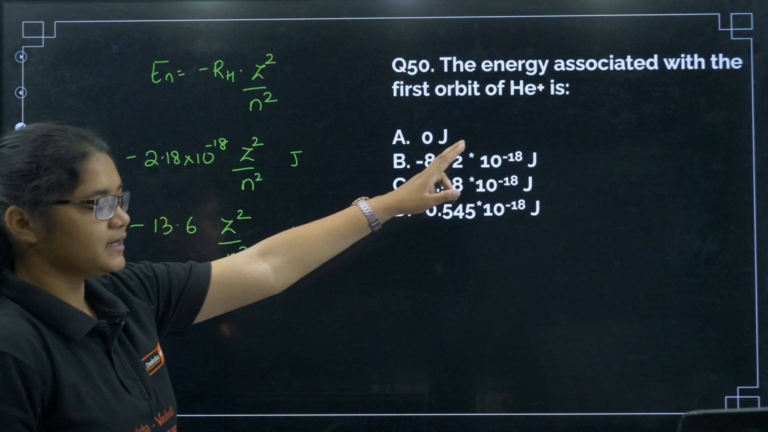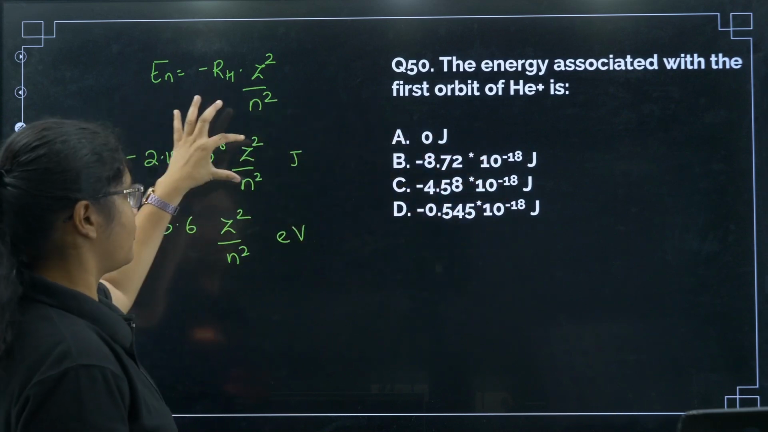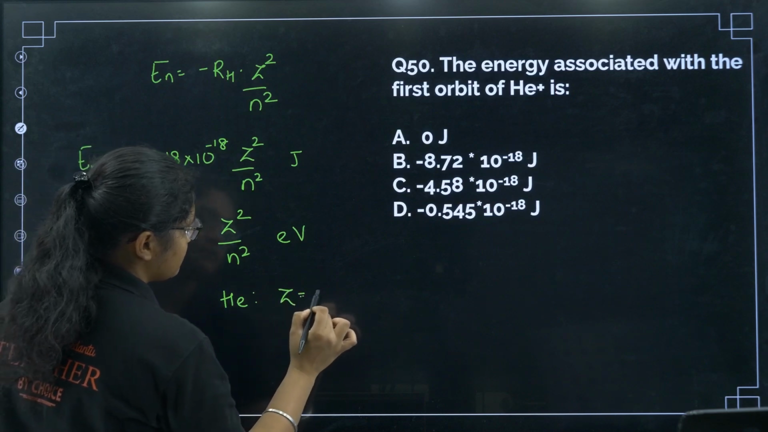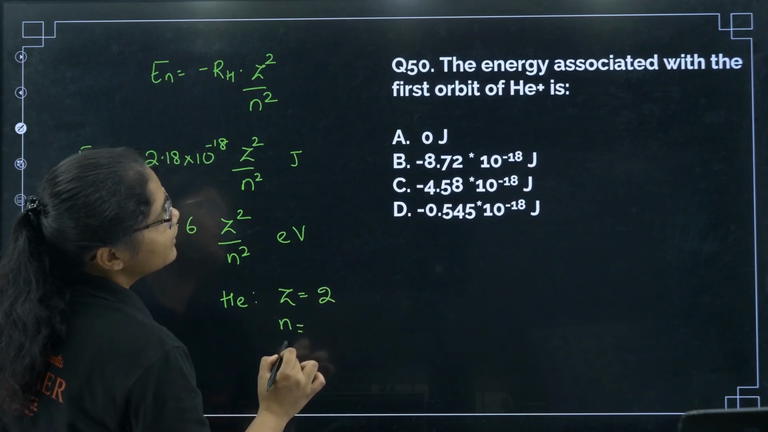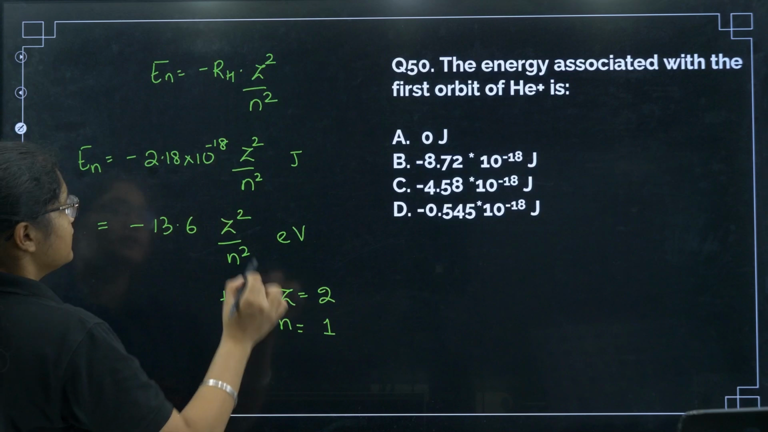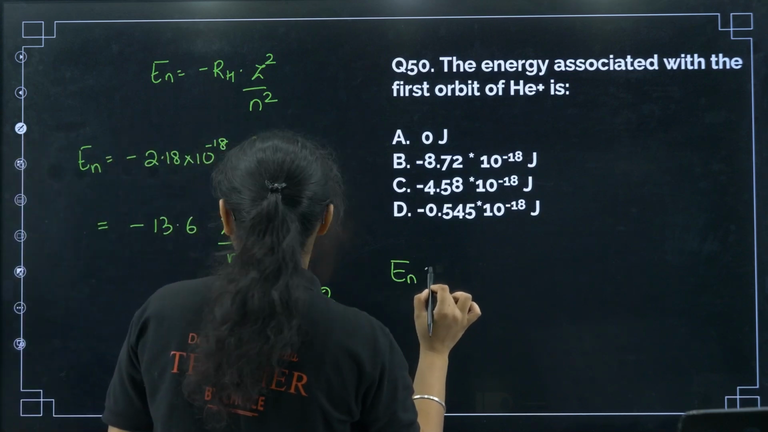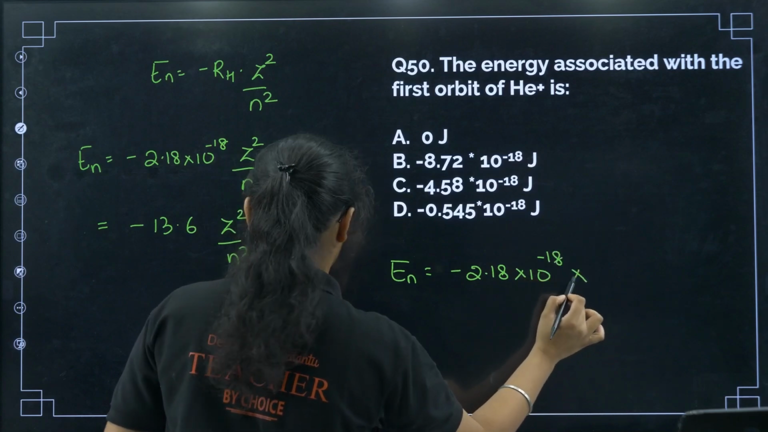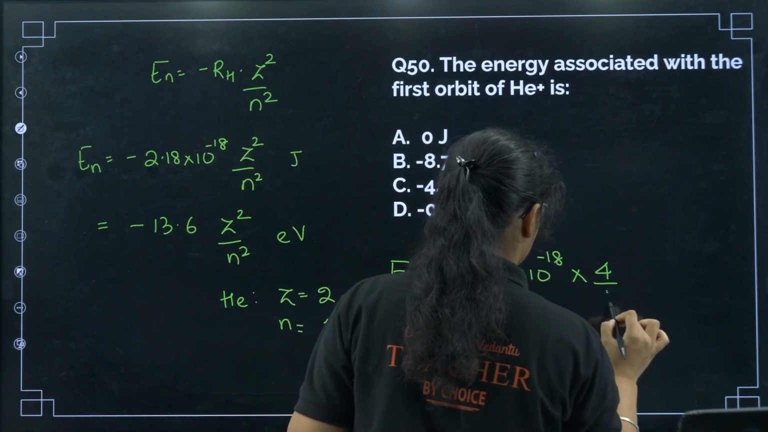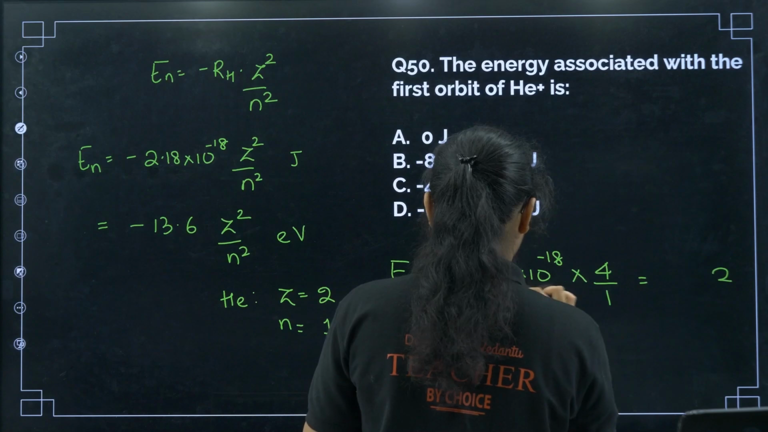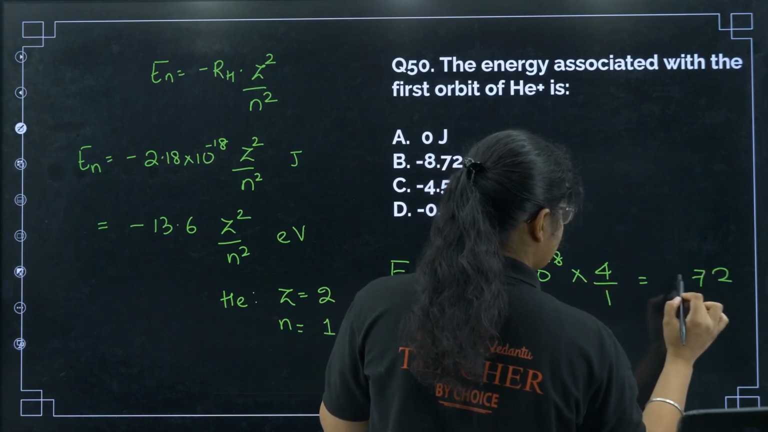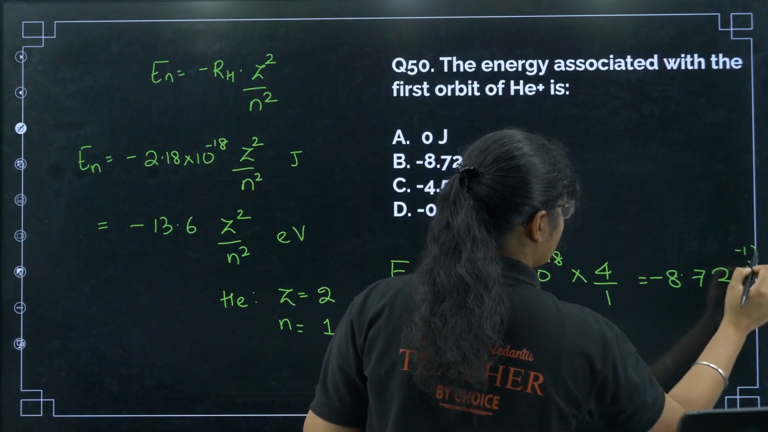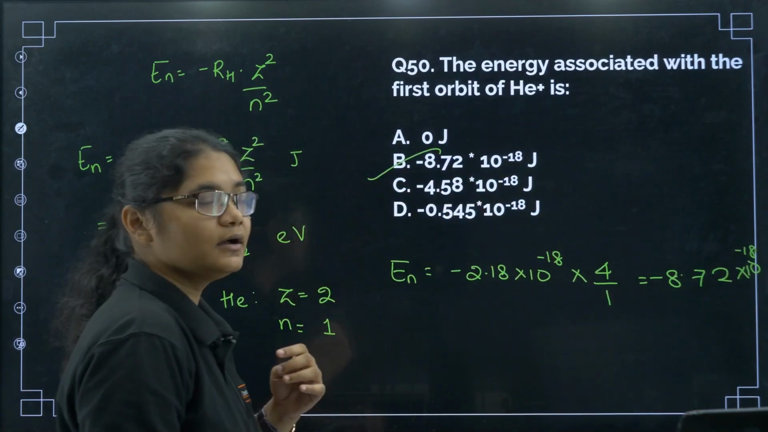Now you can see the options are given in terms of joules, so I will use this formula. For helium, the Z value is equal to 2, and what is the n value? First orbit, so n value is equal to 1. So what will be here? En will be equal to minus 2.18 into 10 to the power of minus 18, Z squared is 4, divided by 1. So if I multiply, 4 8s are 32, 4 1s are 4, plus 3 is 7, 4 2s are 8. I will have minus 8.72 into 10 to the power of minus 18. That is option number B here.